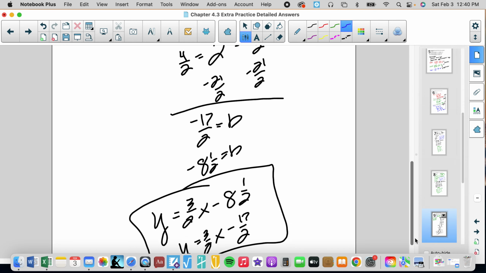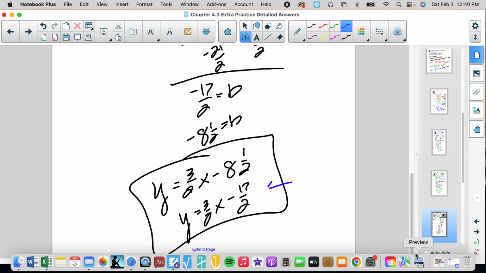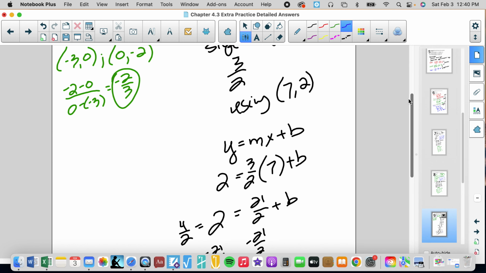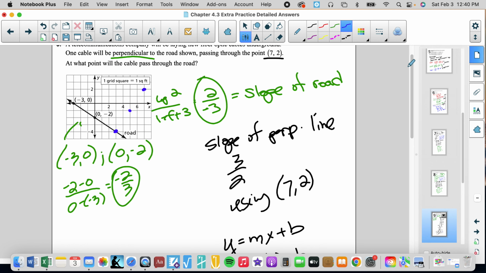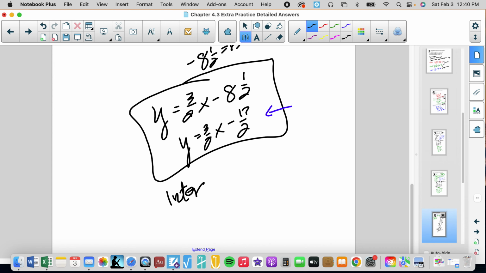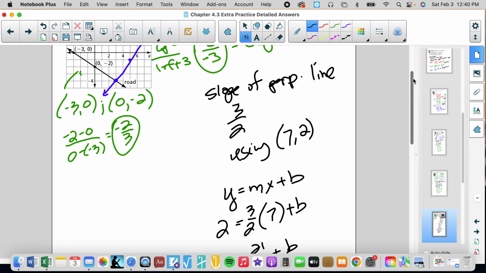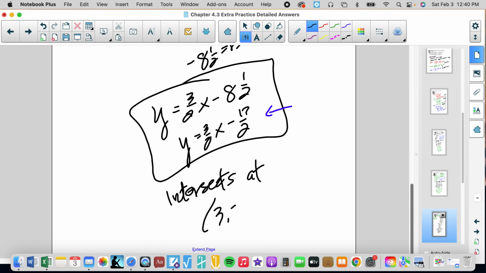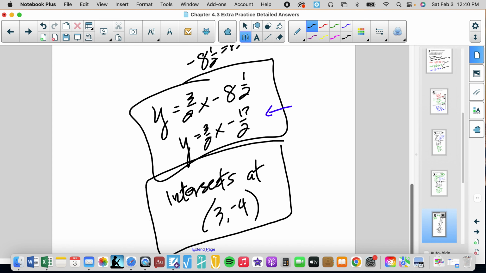Or we could have used this equation and graphed it. It has a y-intercept of negative 8 1/2, and we could draw it out. This is probably the better way of using slope and just doing the dance down. And so we see that the intersecting point is going to be 3, negative 4. Intersects at 3, negative 4. So that is the answer.